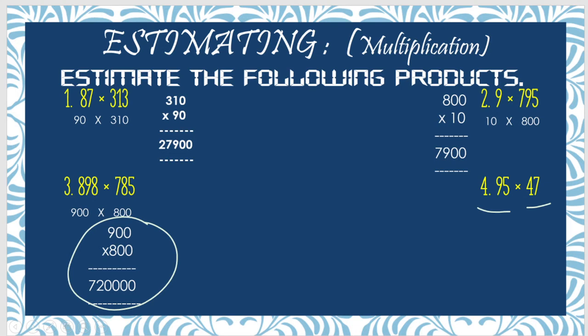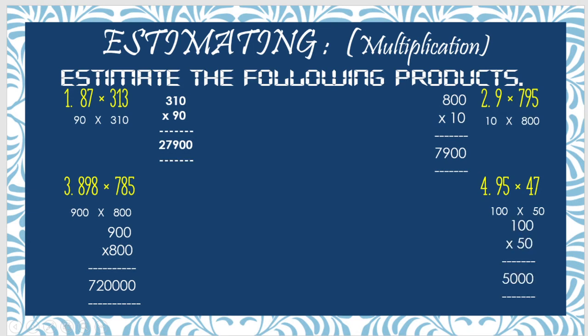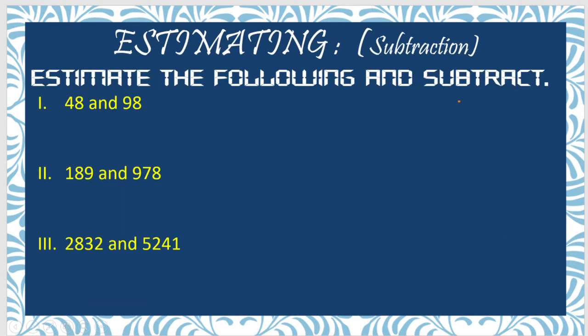Yes. Now 95 can be written as 100 and 47 as 50, and it's easy to calculate it orally. I think so you can tell the answer. Right, it is 5000. Very good. Now we have done estimation for addition and multiplication. Now it's time for subtraction.